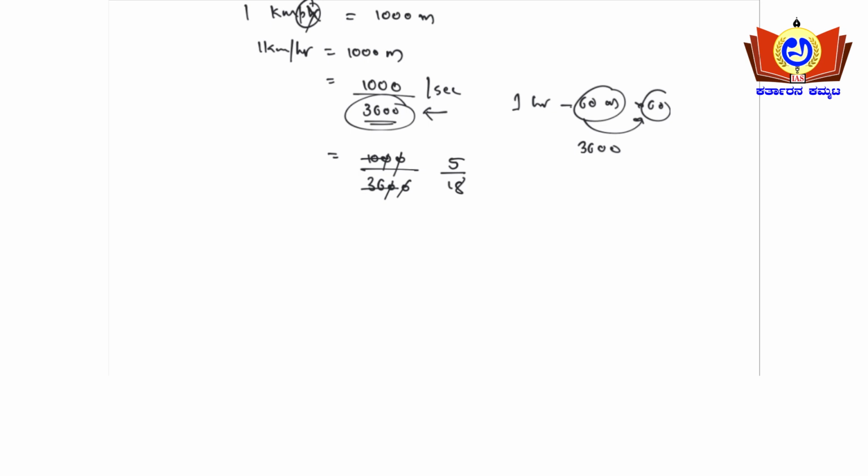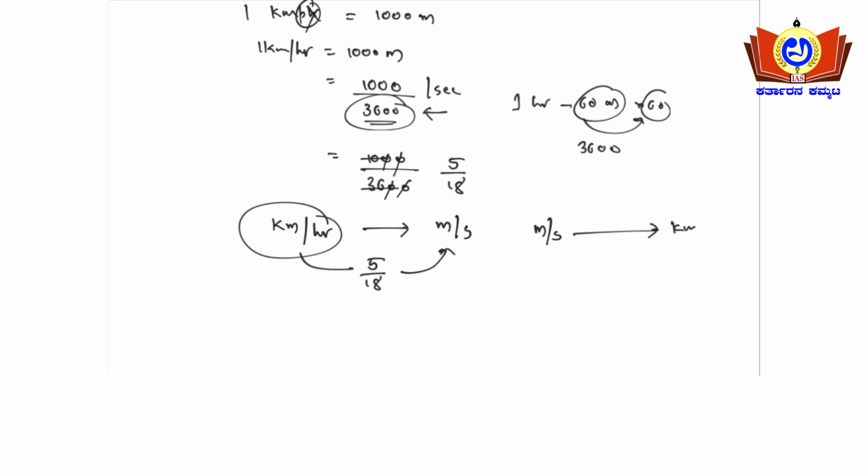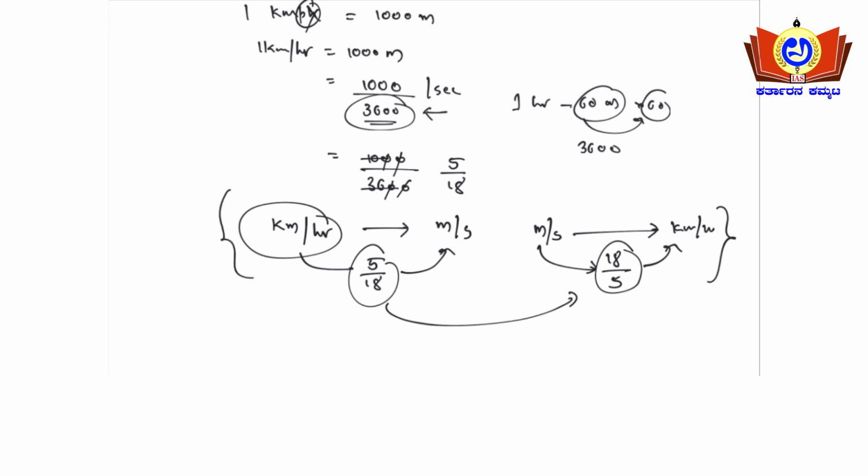So it is as simple as that. When they have given in kilometers per hour and they are asking you to convert it into meters per second, then what you need to do is multiply 5 by 18 to this kilometers per hour to get the answer in meters per second. Vice versa, if they have given in meters per second and asked you to find it in kilometers per hour, then you reverse it, 18 by 5, and you will get kilometers per hour. This is the basic conversion technique you need to know. Just remember 5 by 18 and 18 by 5.